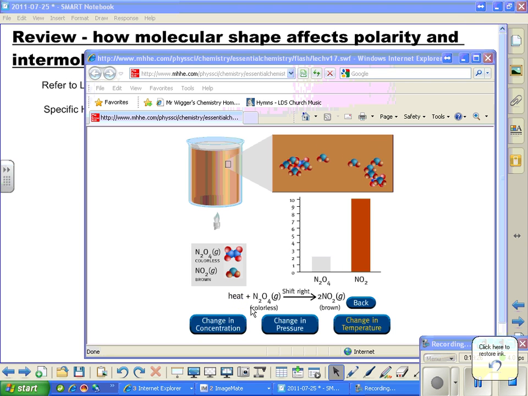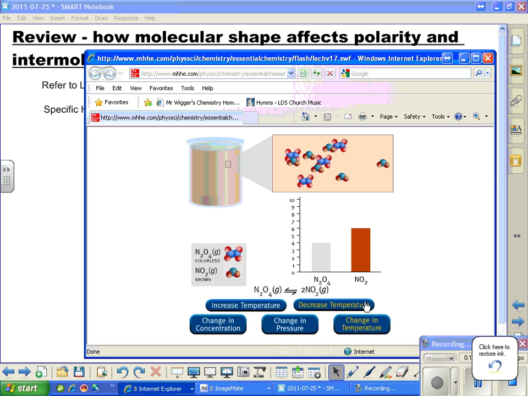Now, for another change, let's go back, and now let's decrease temperature. What's your expectation? Since heat's on the left, temperature is down. LeChat wants to add heat, and the only way he can add heat is to shift it to the left, which will make it go what? Lighter or darker? Lighter. Okay, let's go ahead and decrease the temp.